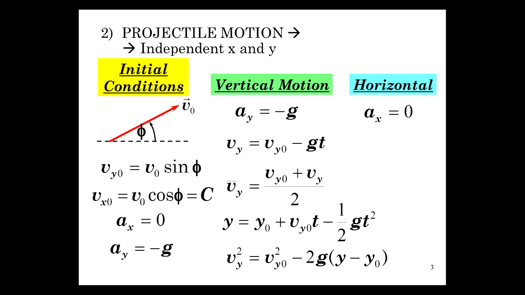And horizontal, as you know, is very simple. We just have that ax is 0. That's a concept. vx is vx0, is vx1, vx2, vx3, any intermediate value, constant. The position x is just what it was, plus this constant vx times t. And those are the projectile motion equations.